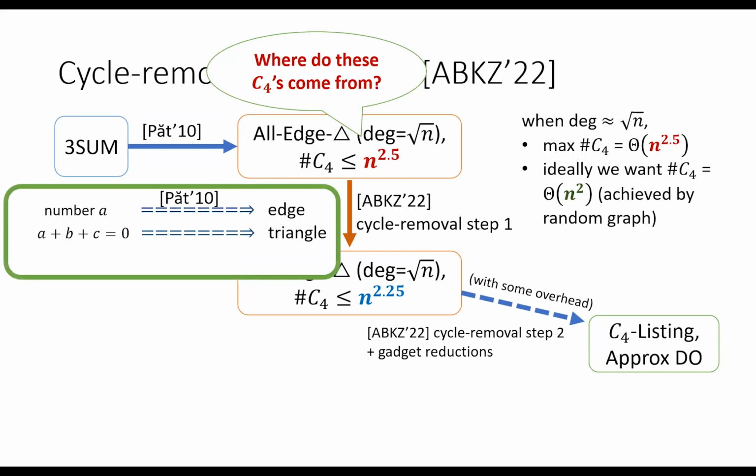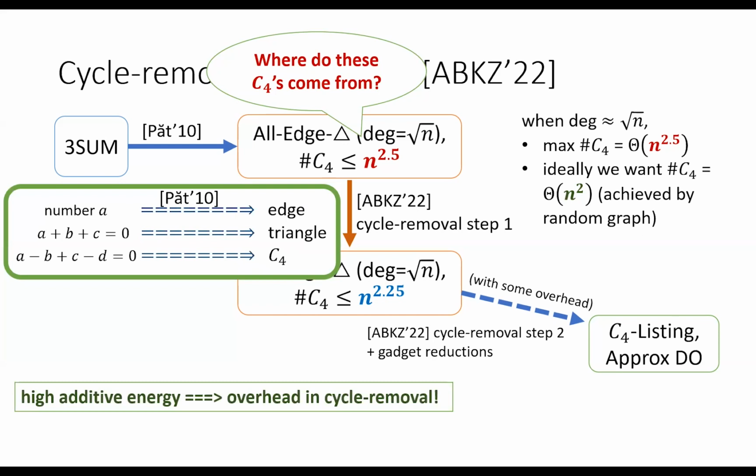So roughly speaking, this reduction encodes numbers from the 3SUM instance into edges in the graph in a way that the 3SUM solutions are encoded into triangles. And doing this way, we can naturally observe that the Sidon equation solutions in the 3SUM instance are mapped to C4s in the graph. So this means that if we start from a 3SUM instance with a lot of Sidon equation solutions, in other words, it has high additive energy, then after the reduction, it will contain a lot of four-cycles, which introduces some overhead in the cycle removal step.